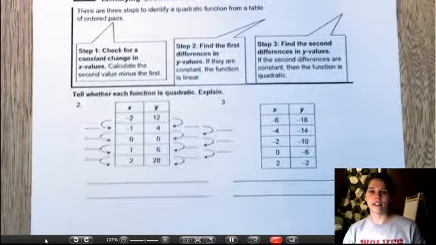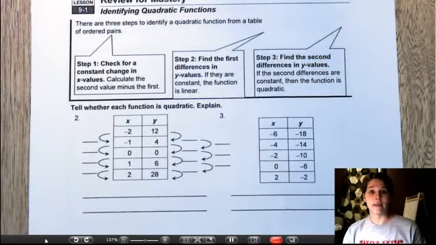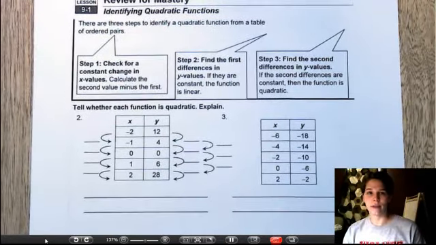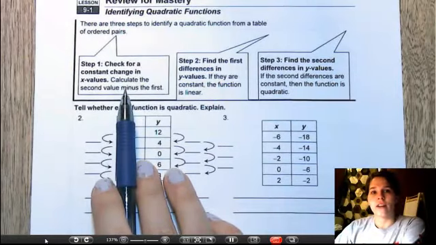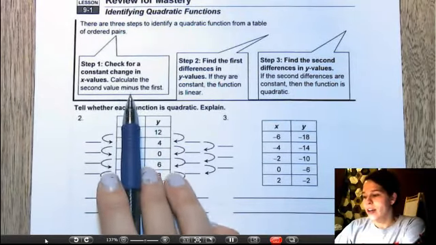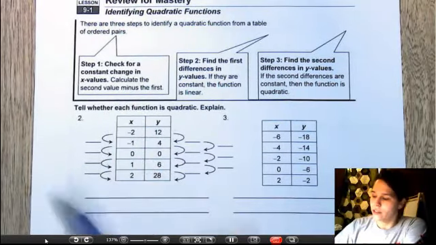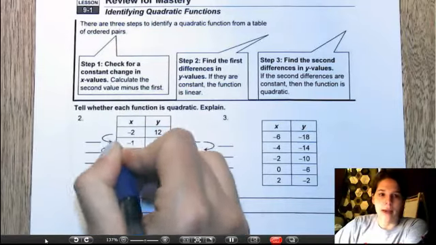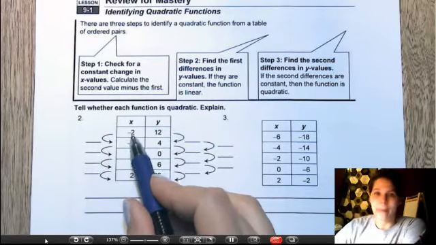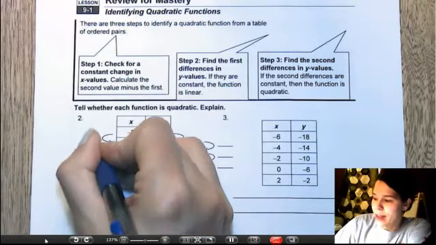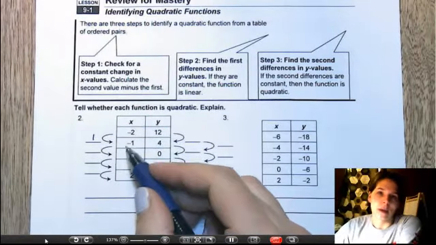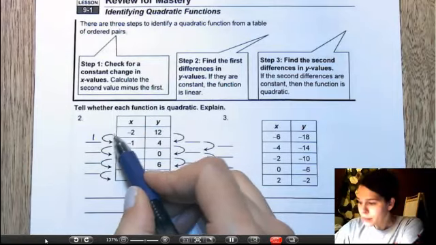All right. Identifying quadratic functions from a table. Okay, I'm just going to do one of these examples with you. Your book has another really good example in it. 3 steps. Step 1, check for a constant change in x. So this says calculate the second value minus the first value. So these arrows are kind of backwards because I should do -1 minus -2, which is -1 plus 2, which is 1.